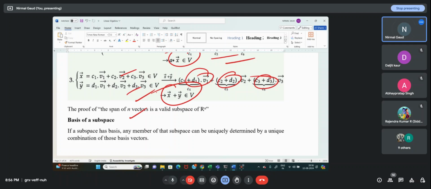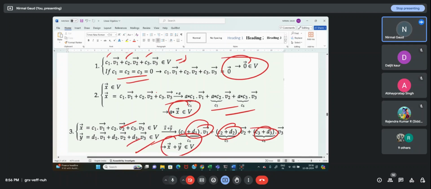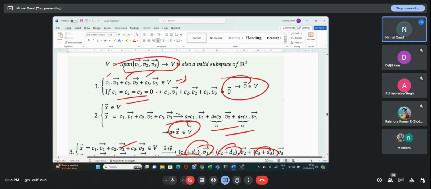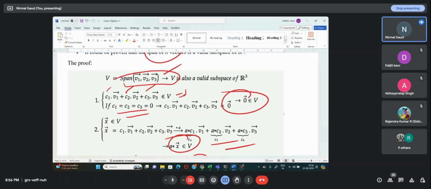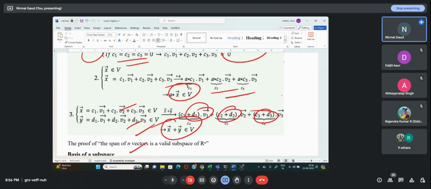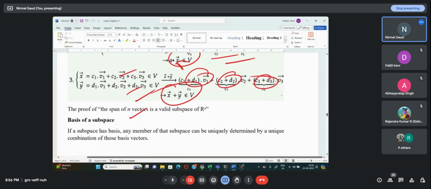Clear? Don't think that so many terms are written. Not at all. It's very simple. They have just mentioned a span. The first case is the zero vector, where the values of all the C's are zero. Second, not zero: they are just considering a multiplication with a, so a x vector, that means a scalar multiplier with a vector. And in the next case, they are just taking the addition of the vectors. This is what they are doing with the span.